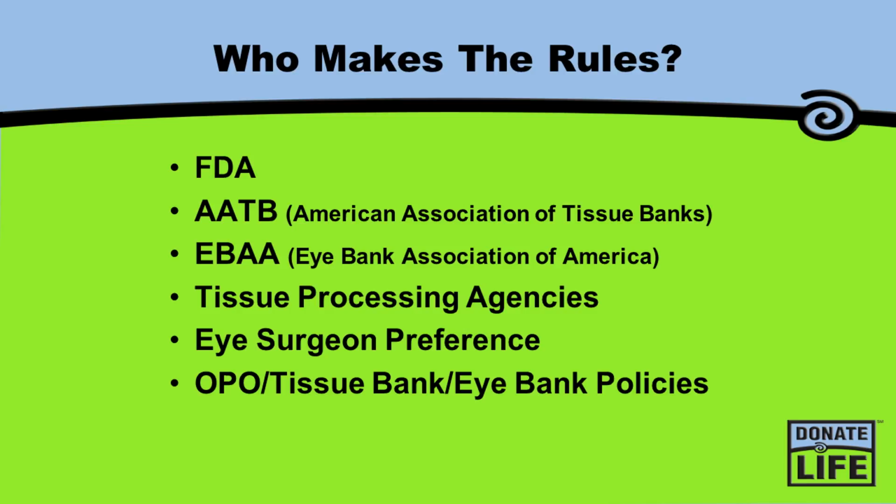And just like Robert mentioning the eye surgeon preference, there are the tissue processing agencies, those tissue banks that we recover tissue for and that process the tissue ultimately for transplant for those recipients. They have their own directives, and those policies and guidelines change depending on their own need and the end user that they ultimately get that donated tissue to. And then last but definitely not least are each individual OPO, tissue bank, and eye bank's policies.